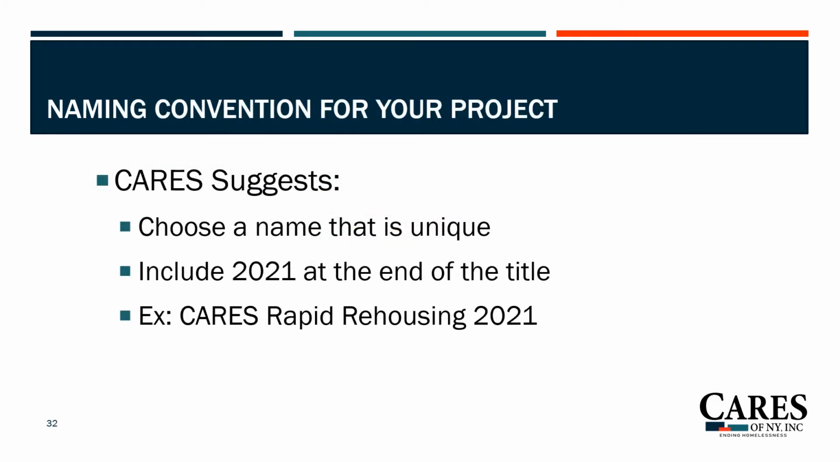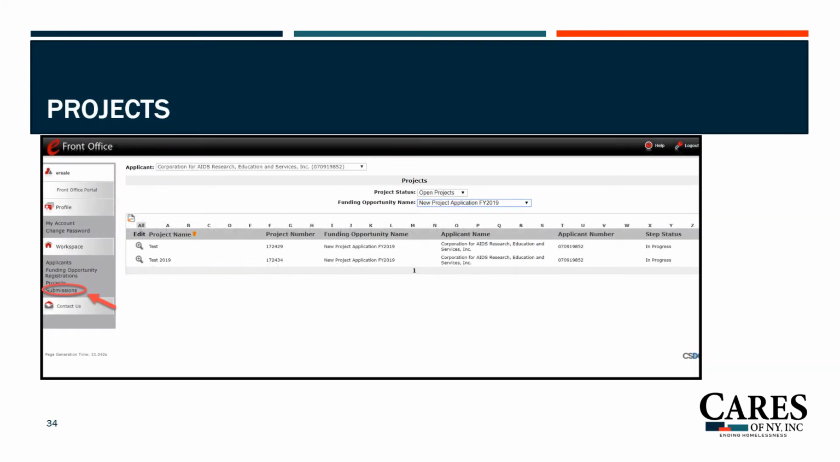When naming your new project, CARES suggests you consider choosing a name for the project that is unique and adding the year 2021 to the title. A unique naming convention will make it easier to search for your project in the future. Your screen will appear like this after hitting the Save and Back button from the previous page. Your next step will be to select Submissions from the left-hand side gray bar.